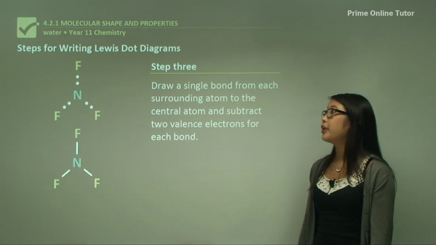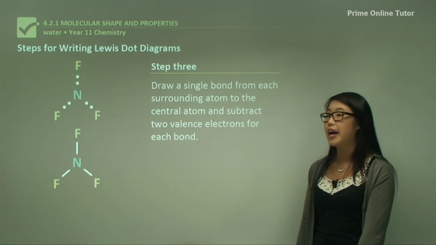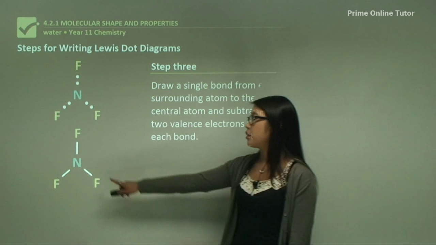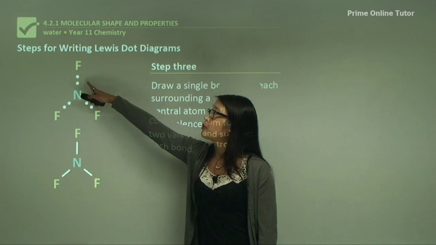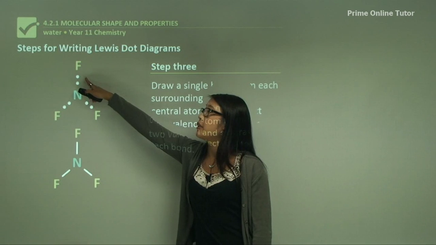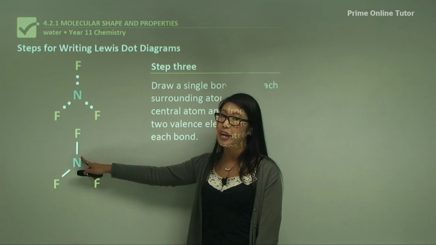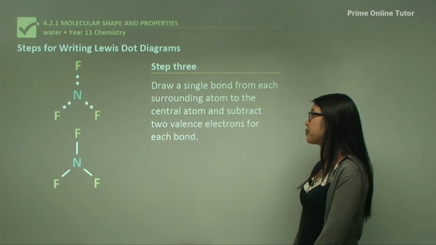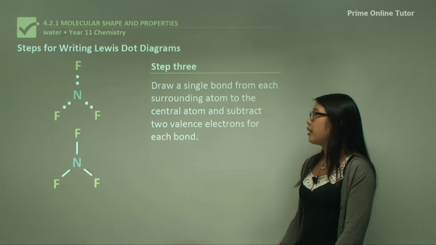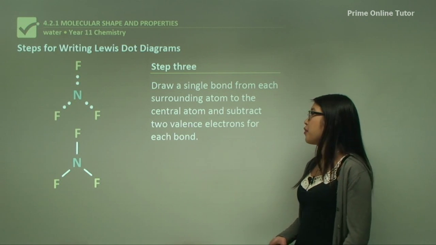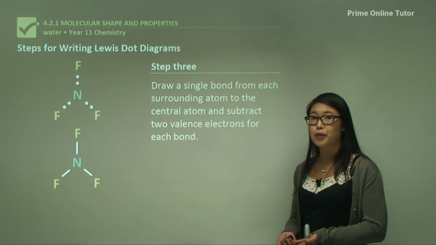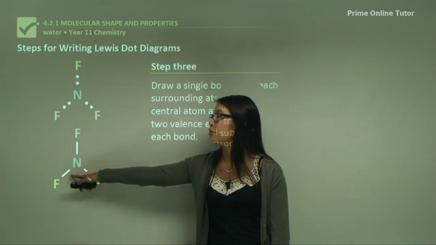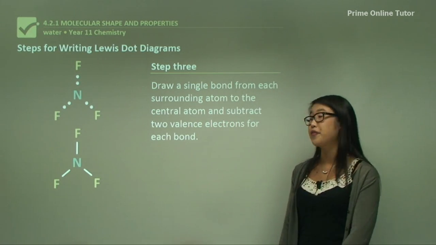Step 3, we need to draw a single bond from each of the surrounding atoms to the central atom, because they're bonding together. That's shown by a line here. First we have two electrons. 2 electrons form a bond, and we draw a line. So we're going to connect 3 lines from the nitrogen to all the fluorine atoms. We then subtract these valence electrons from the total. These will account for all the bonds. Because a bond has 2 electrons in it, and there are 3 bonds, therefore 6 electrons are involved in bonding.